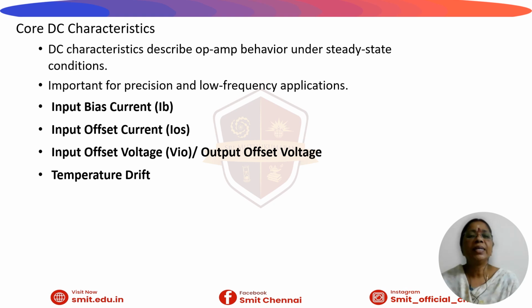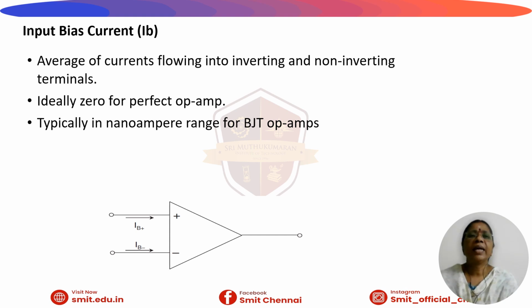The various DC characteristics are input bias current, input offset current, input offset voltage, and temperature drift. The next characteristic of importance is input bias current. It is defined as the average of input bias currents flowing into the inverting and non-inverting terminal.